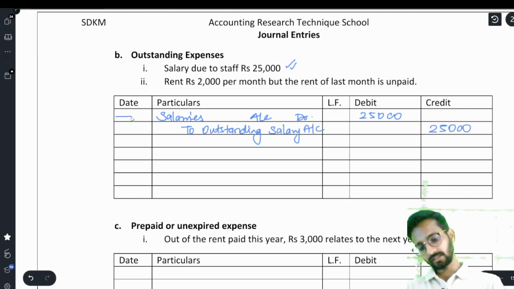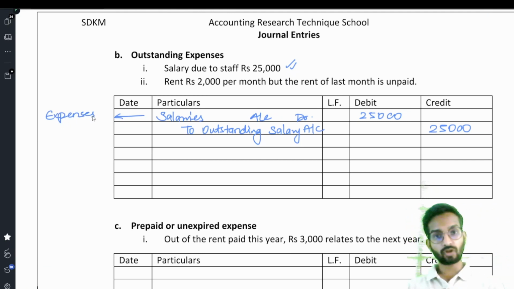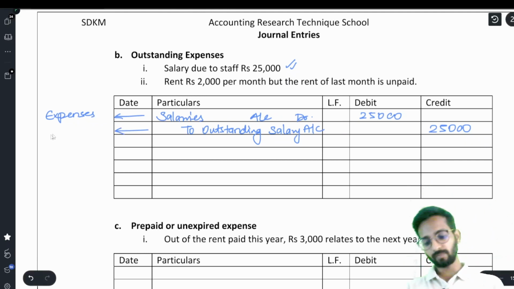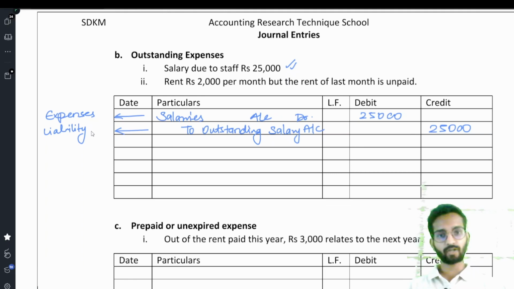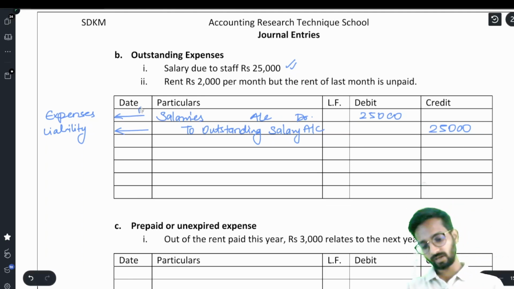See, this salary is my expense. Why expense? Because my staff has already worked for me. I have already taken the benefit. The benefit is already derived. So it is my expense. But I have not paid them cash. Therefore, I am still supposed to pay. That's why it is my liability to pay them. So I am writing liability, outstanding salary, that I am still supposed to pay salary to my staff. This is my point number 1.